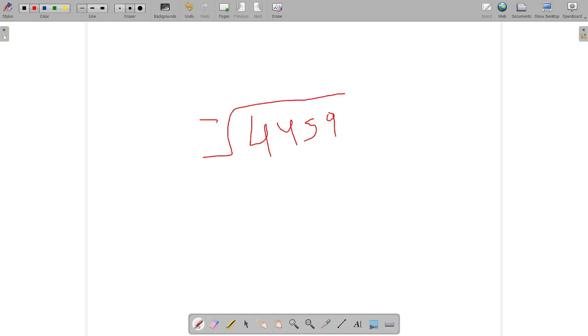Divided by 7. So how many 7s going into 44? Nothing. So 44. How many 7s? So you've got to be good with your times tables. So 7 times 6 is 42. So there's 2 left over.